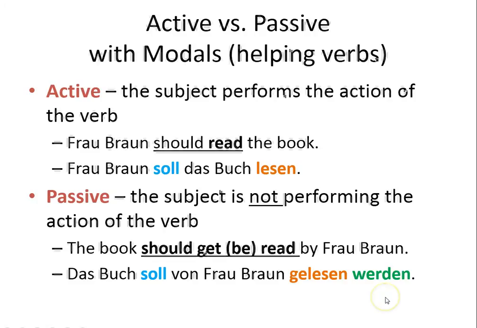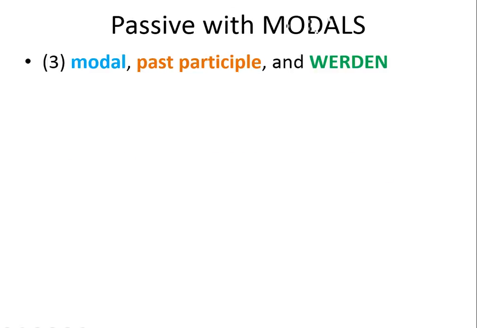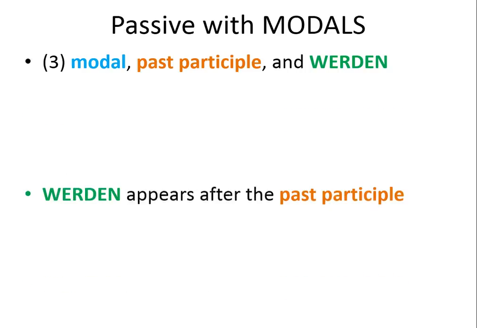So before we looked at passive voice, we noticed that we needed werden, conjugated, and we needed a past participle. When we throw helping verbs into the mix, you'll notice these three elements. Helping verb conjugated, to go with the subject, past participle of the main verb, and then the infinitive, werden. So, once again, the three things we need: a modal, a past participle of the main verb, and werden.